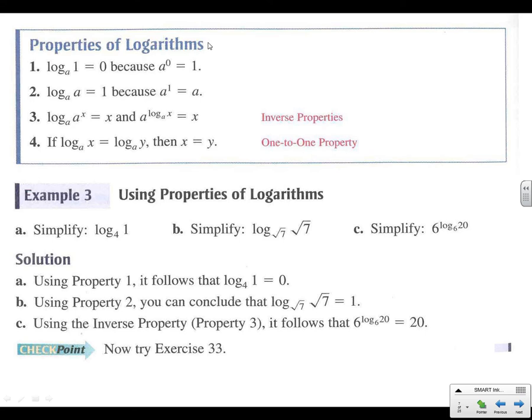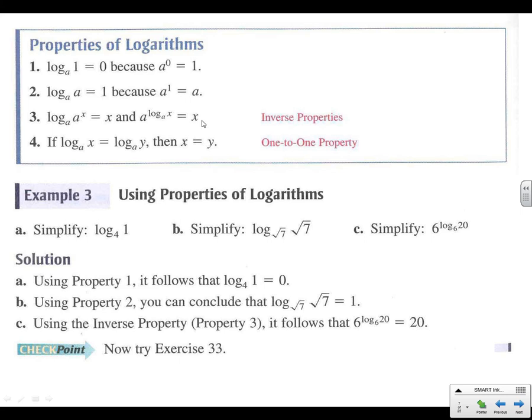All right, some properties really quickly. If our answer is 1, the exponent must be 0, right? Because anything to the 0 power gives me 1. A to the 0 is 1. If I'm doing log a of a, the exponent must be 1. A to the first gives me a. If I'm doing log a of a to the x, then I'm going to cancel it out and just be left with x.